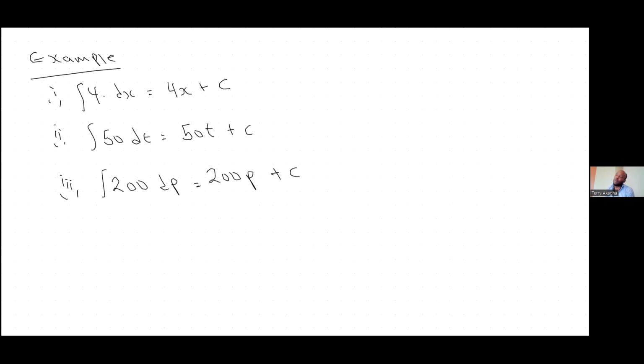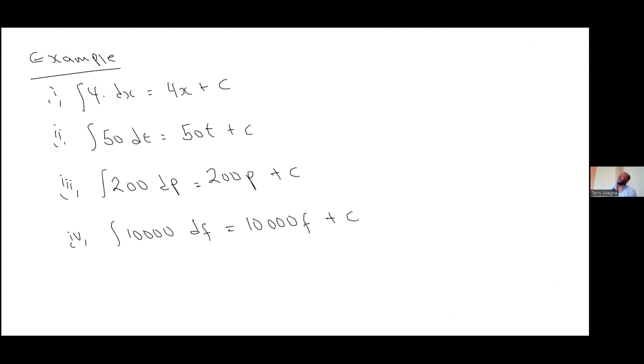Okay. Then let's pick one more. Let's say you are given 10,000 with respect to f. And that will give you 10,000f plus c. Okay. So basically, when you are integrating a constant, it will give you that constant, the variable, plus what?